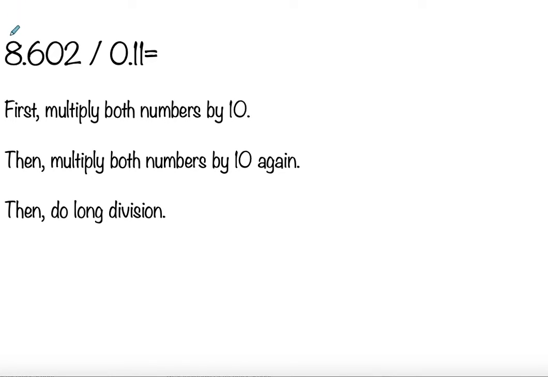Okay, here comes a big one. We have 8 and 602 thousandths divided by 0 and 11 hundredths. We're going to first multiply both numbers by 10 again. So I'm going to multiply this by 10 and this one by 10. I'm still not down to a whole number because this is 1.1 now, so I'm going to have to do it again. So now I have 860 and 2 tenths divided by 11. Now we're going to work that out over here. Hopefully I don't run out of space.